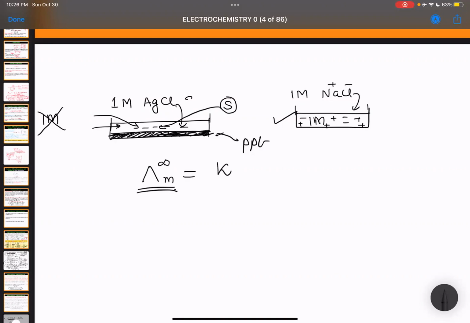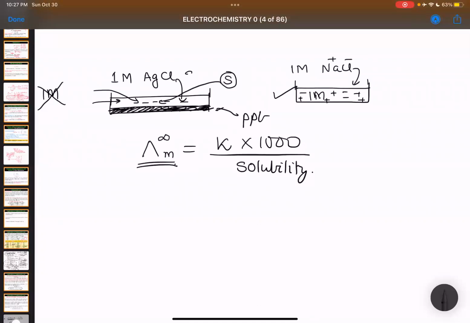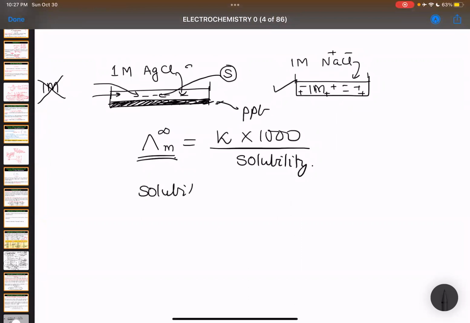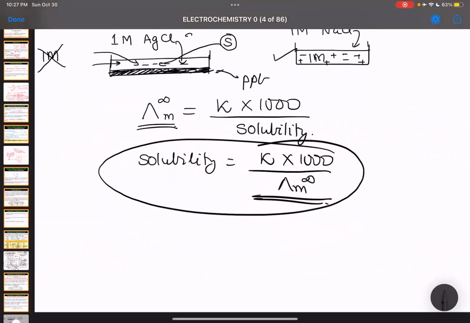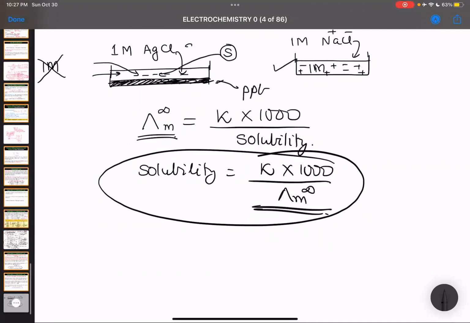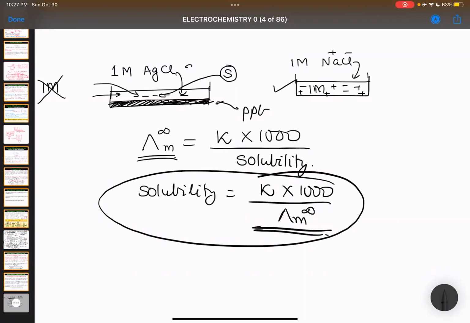So molar conductance is kappa into 1000 divided by the molarity of AgCl, which is the solubility. So you can find the solubility by calculating the molar conductance at infinite dilution. Actually, there is no need to calculate the molar conductance at infinite dilution separately. Whatever you calculate is going to be the molar conductance at infinite dilution only. With that you can calculate the solubility of this salt. It is going to be very small, not a huge amount, something like 10 to the power minus something mole per liter. I hope you understood this.